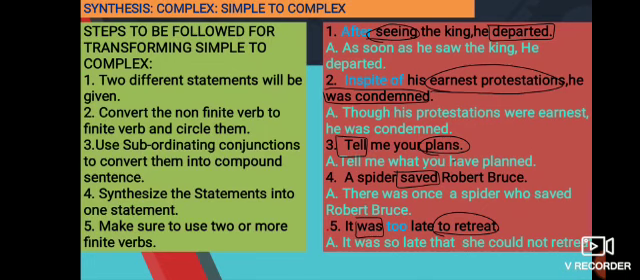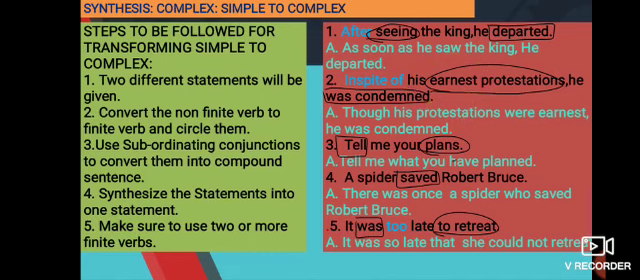You can put protestations were earnest. You can even put he protested earnestly. So you can change this noun into a verb, and you can even change this adjective into a verb. The next is: though his protestations were earnest, he was condemned.